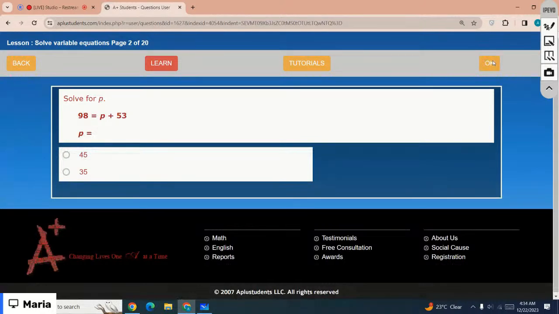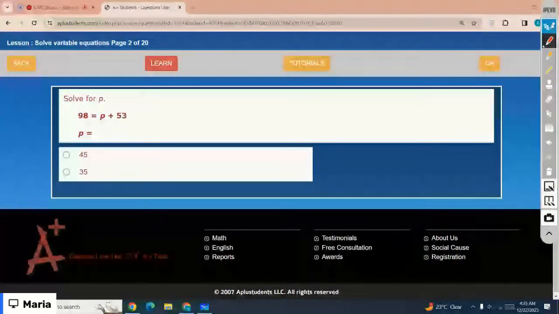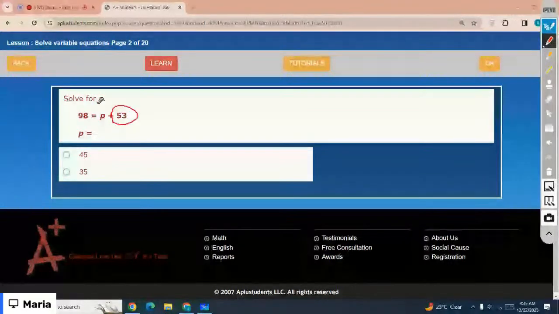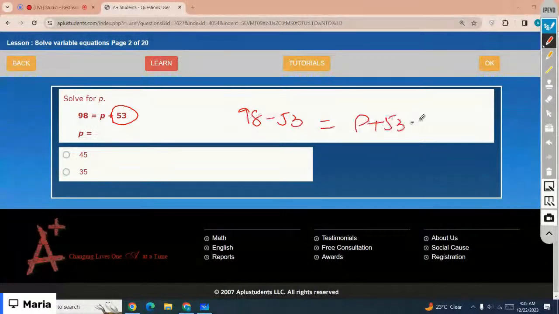Solve for P. 98 equals P plus 53. Now you can see the variable is not isolated. You need to isolate the variable first. Isolation means the variable is on one side and the rest of the things on the other side, right? You need to remove that 53 here. So 53 is adding to P. Opposite to addition is subtraction. You need to subtract 53 from both sides, right? This way 53 minus 53 is 0. You are left with just P here, and here you need to subtract 98 minus 53, which is 45, right? So the correct option is 45.